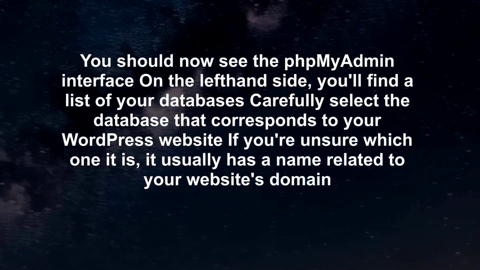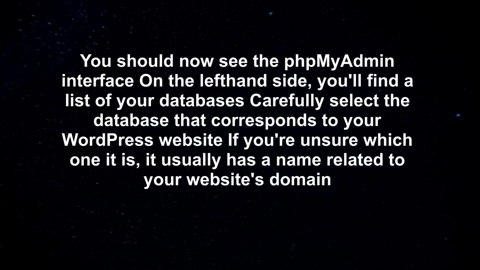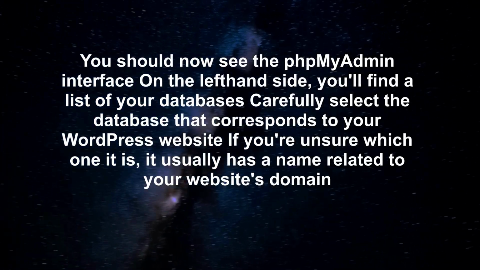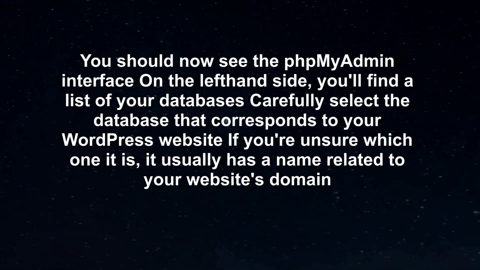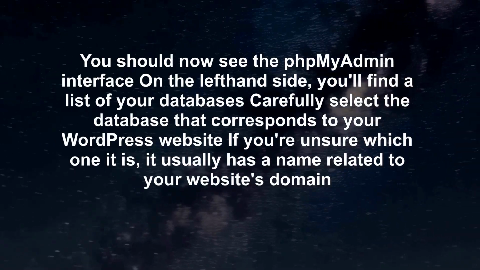You should now see the phpMyAdmin interface. On the left-hand side, you'll find a list of your databases. Carefully select the database that corresponds to your WordPress website. If you're unsure which one it is, it usually has a name related to your website's domain.